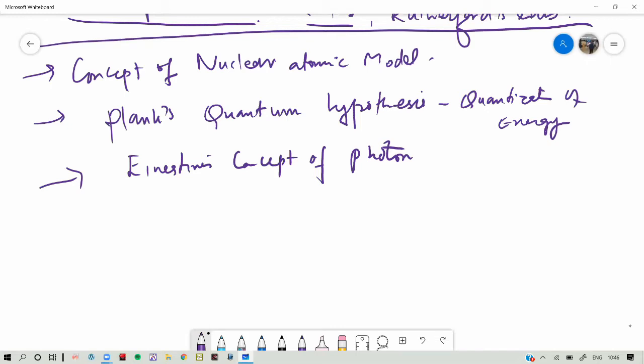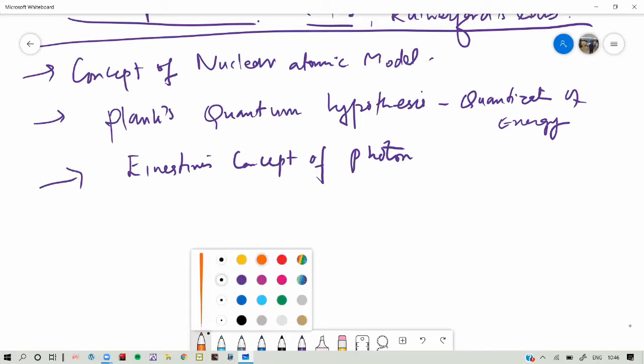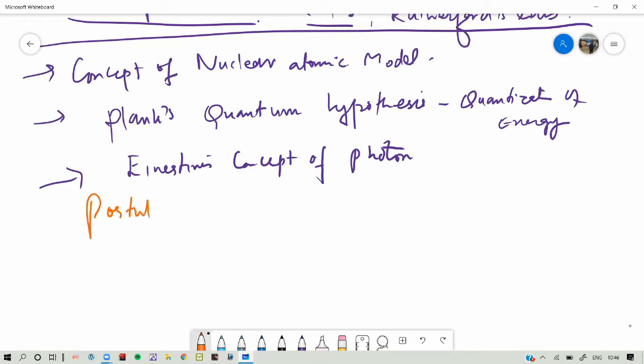So there are postulates. Some books write it as 2, 3, some write as 4, but they combine two of the statements in one, and some write them as separate. So it is not that much of a big issue.